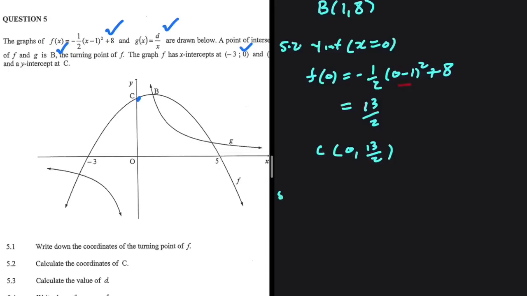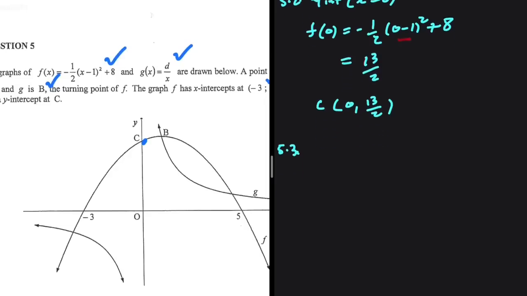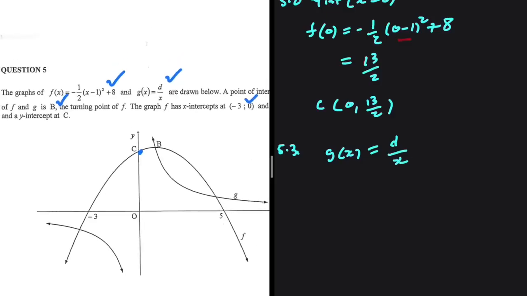Let's go ahead and do 5.3. Calculate the value of d. d is a variable in g of x. Well, we know that g of x is equal to d divided by x. We are told that g of x and f of x touch at B. So B is a point on g of x. But lucky for us, we've already determined the coordinates of B. The x value is 1 and the y value is 8.